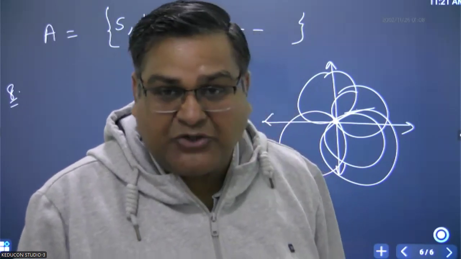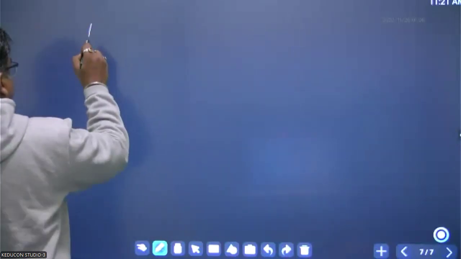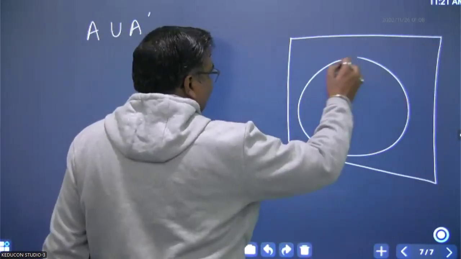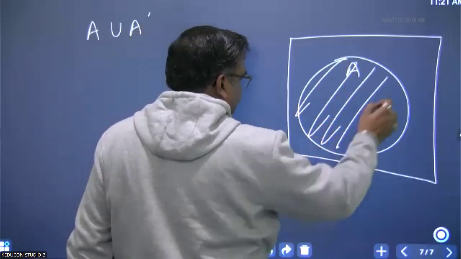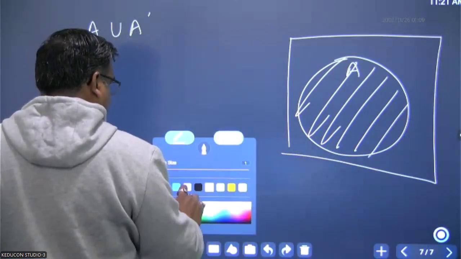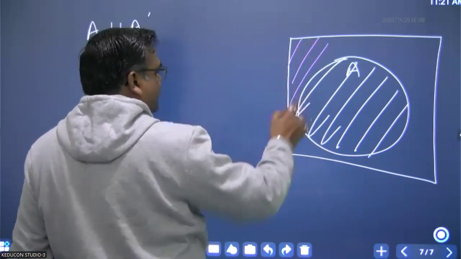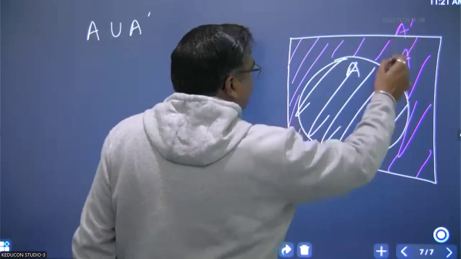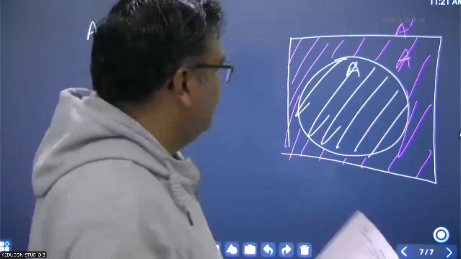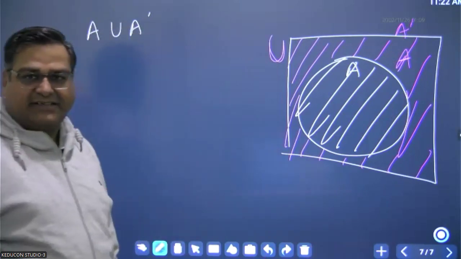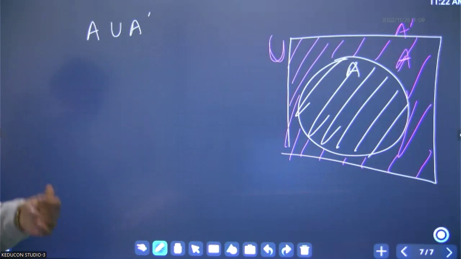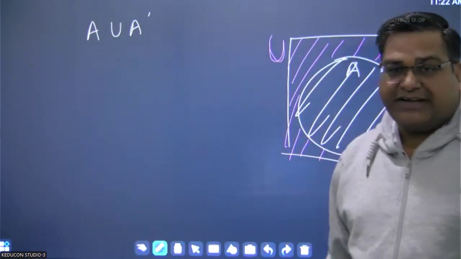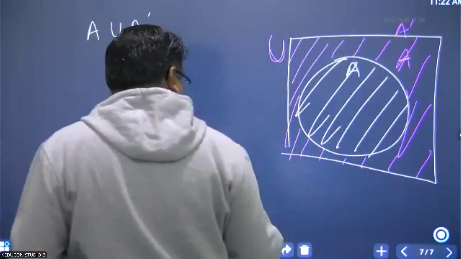Next question, students. The set A union A dash. Now try to understand. Let's understand this by Venn diagram. Let's say this part is A. Now this part will be A dash. What will be the union of both? Including both, that will be the universal set. So the union of A and A dash will be the universal set. Option D will be the right answer. Now if the question is the intersection of A and A dash, it will be the null set, because there is nothing common in both the sets.